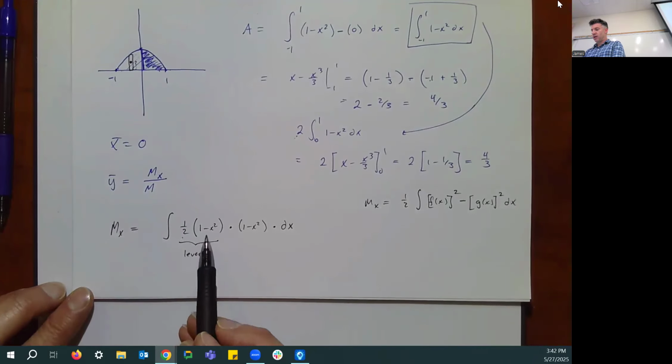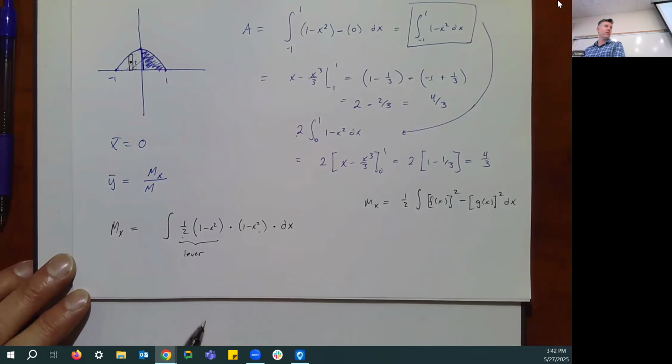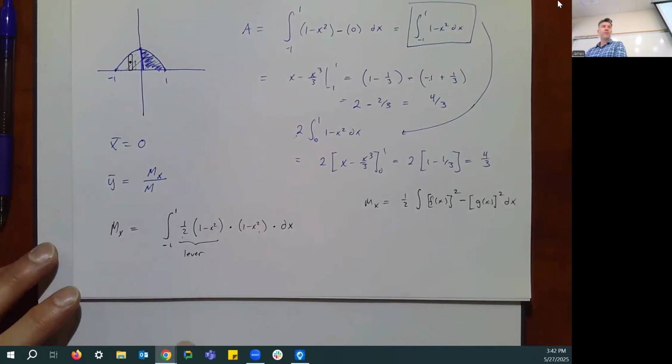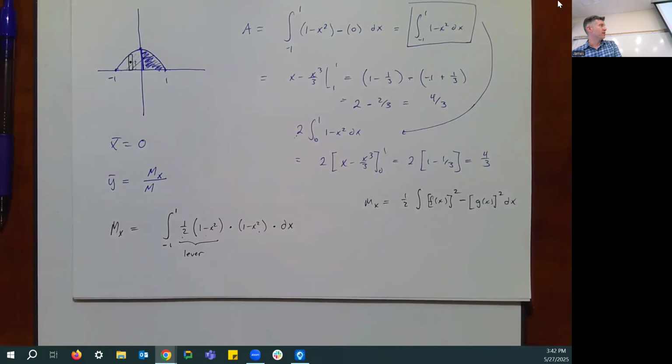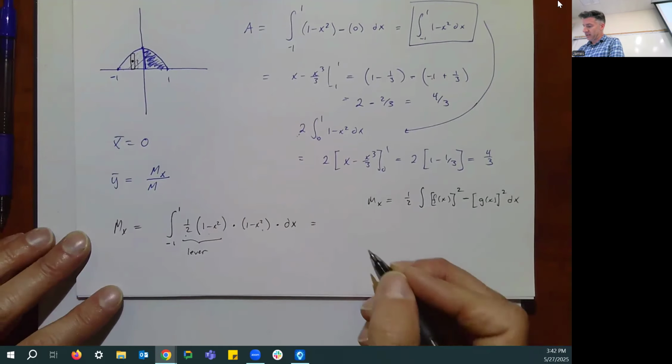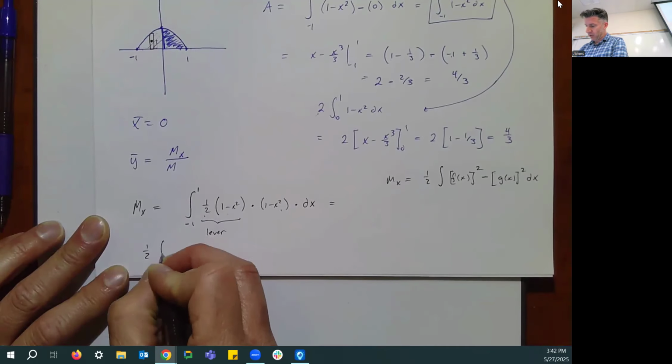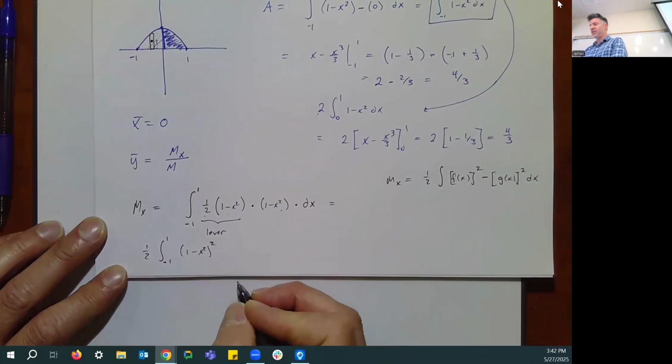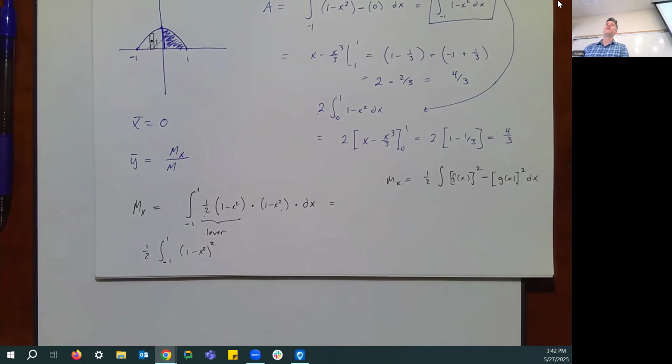We've got 1/2 times f times f, or 1/2 times f squared. And our limits of integration should be from -1 to 1. And this is an excellent opportunity to use the fact that we have an even function again. It is still even. And we can rewrite this as 1/2 times the integral from -1 to 1 of (1 minus x squared) squared. I probably should have multiplied it out. That is the least helpful way of writing that. I'm not going to integrate it like that.